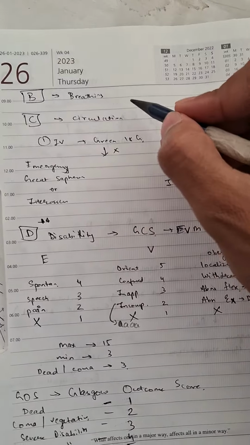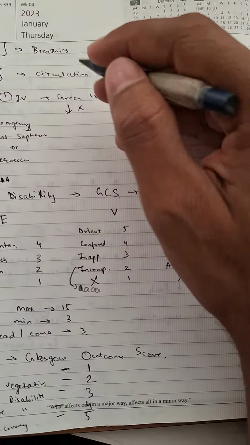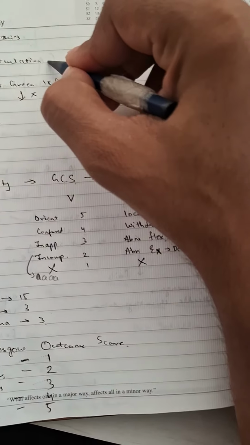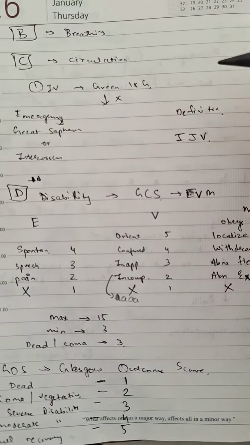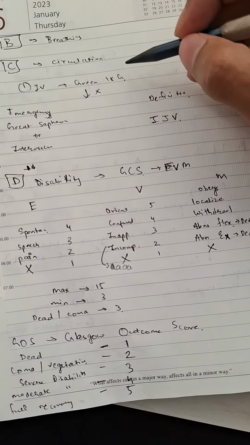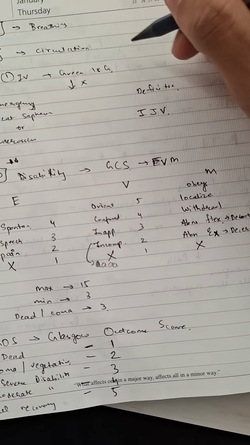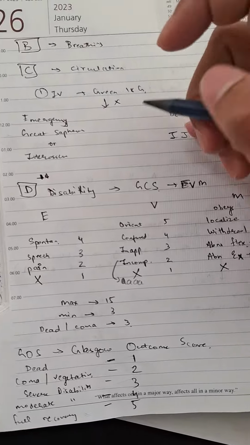Then comes the breathing. B is for breathing, you just have to see the chest rise and chest fall. Then C is the circulation. What we have to do is resuscitate the patient. So usually in an emergency, we will resuscitate with the IV cannula, which is green in color, and we will give fluid. Fluid could be NS, RL, anything, depending on the emergency.